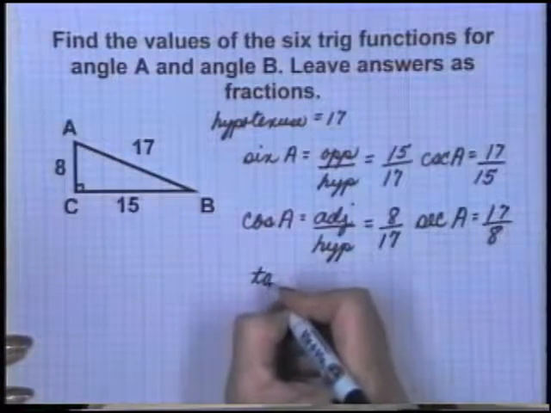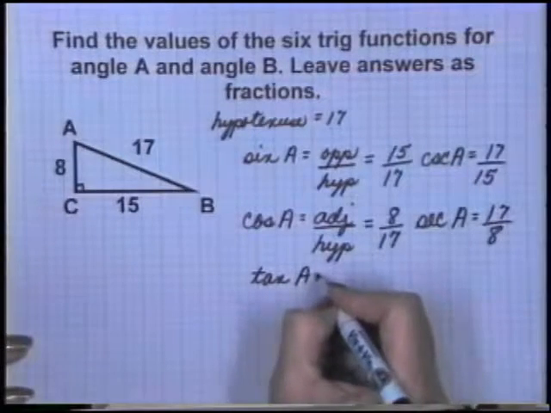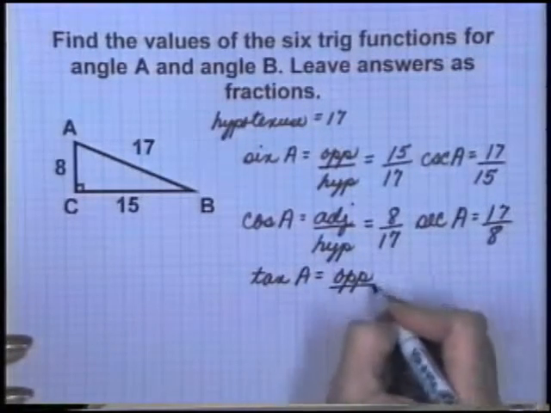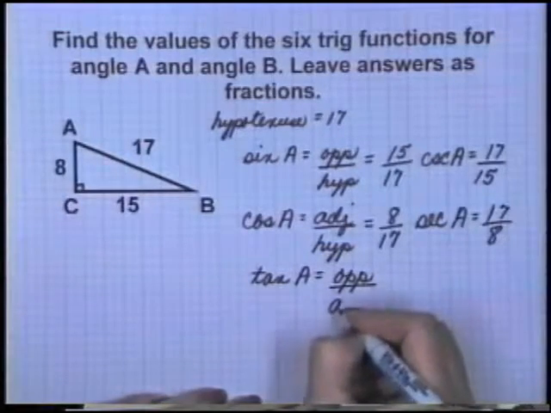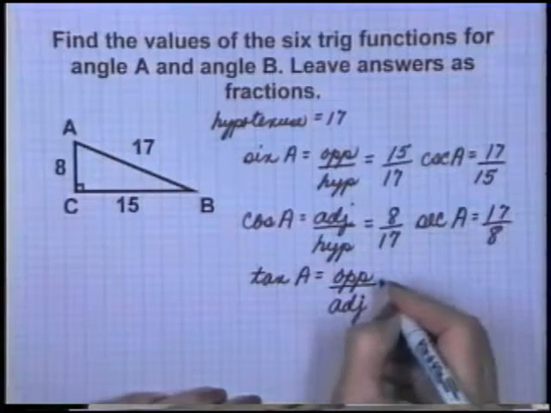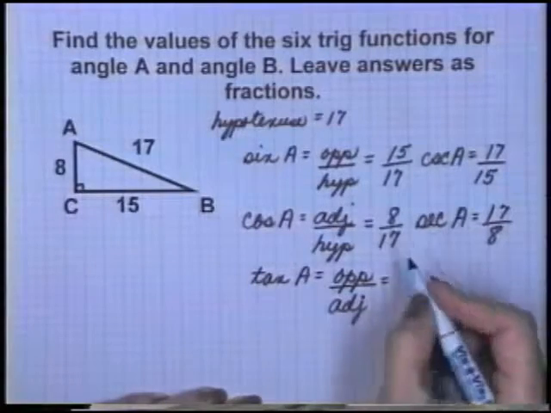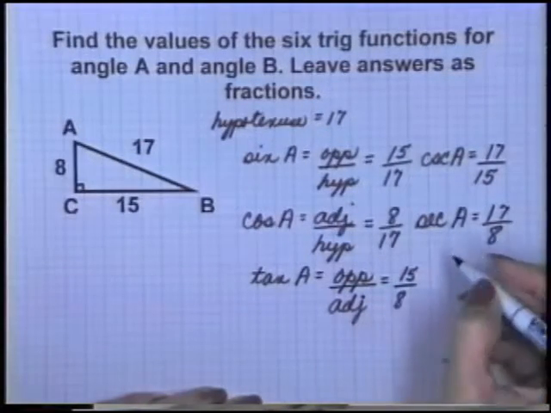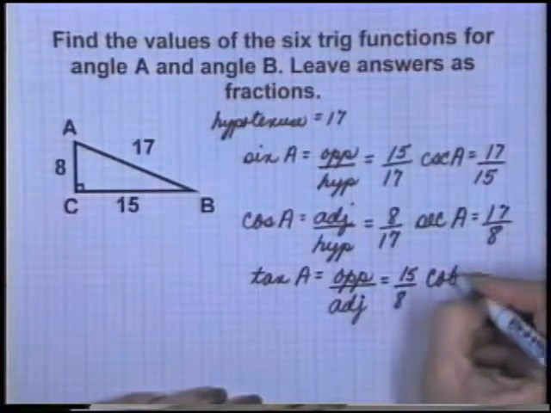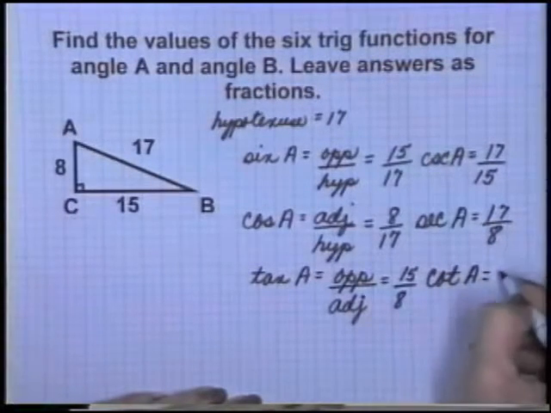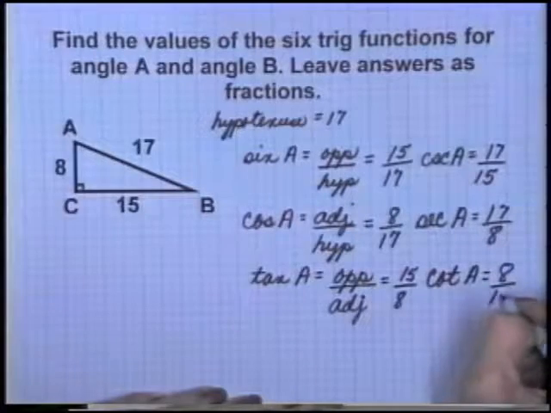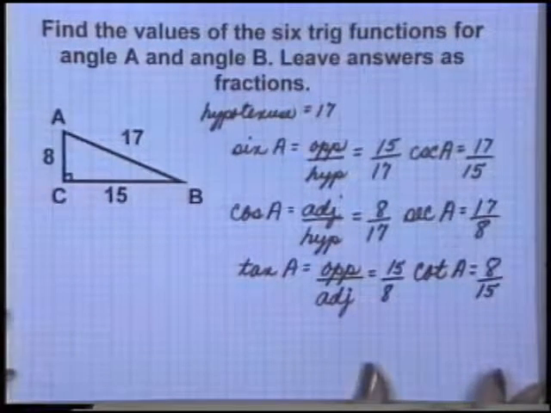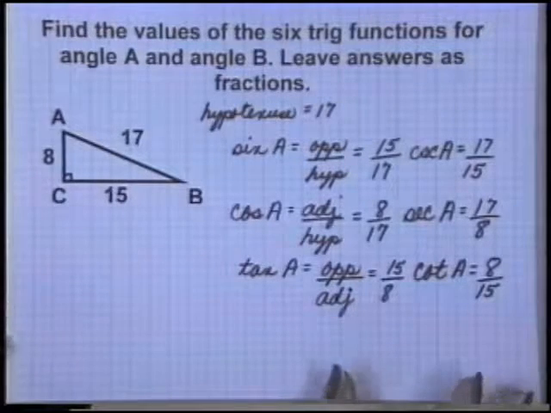Last, let's find the tangent of angle A. It equals the length of the opposite leg divided by the length of the adjacent leg. So opposite was 15, adjacent was 8, and using the reciprocal, the cotangent of angle A then would equal 8 divided by 15. So that would be all 6 trig functions for angle A.